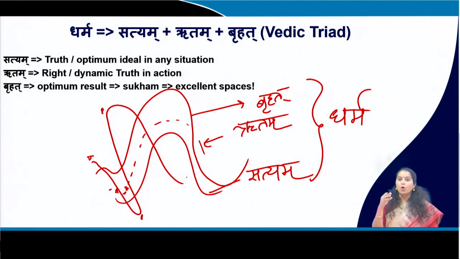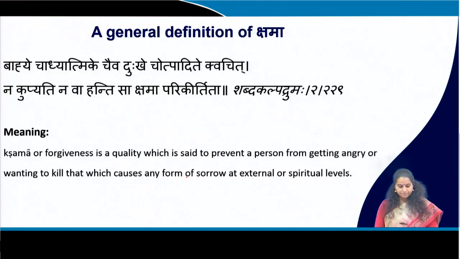And so all these qualities are those that help an individual find that original optimum or the best within us, and therefore uphold the best possibility in everything. So Kshama is one of those important qualities. And what does Kshama do? It says, Bahye chadhyatmike chaiva dukkhe chotpadite kvachit nakupyati navahanti sa kshama parikirtita. Kimasti?